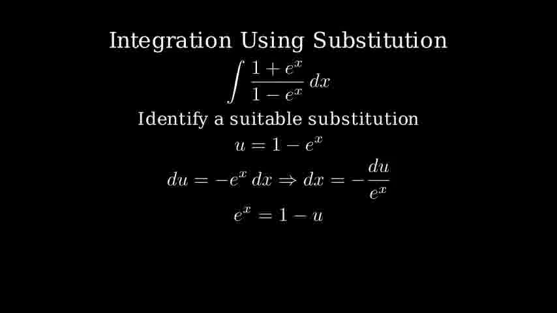The integral in terms of x becomes the integral of (1 plus e^x) over u, multiplied by negative du over e^x. Substituting the expression for e^x in terms of u, the negative 1 over e^x becomes negative 1 over (1 minus u). This transforms our integral into negative the integral of (1 plus (1 minus u)) over u, multiplied by du.